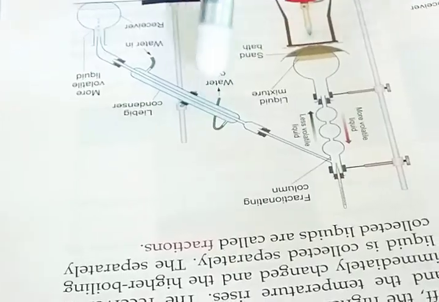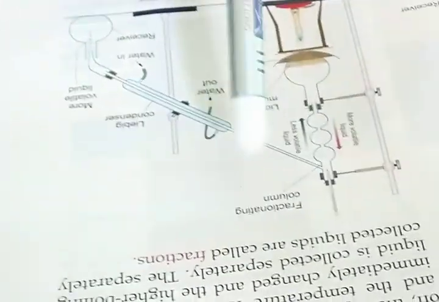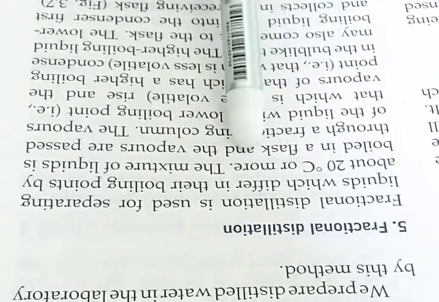After cooling, that also is received in the receiver. In this way, we can easily separate two different liquids which have different boiling points, and this process is also known as fractional distillation. So look at the book. Fractional distillation is used for separating liquids which differ in their boiling point by about 20 degrees or more.